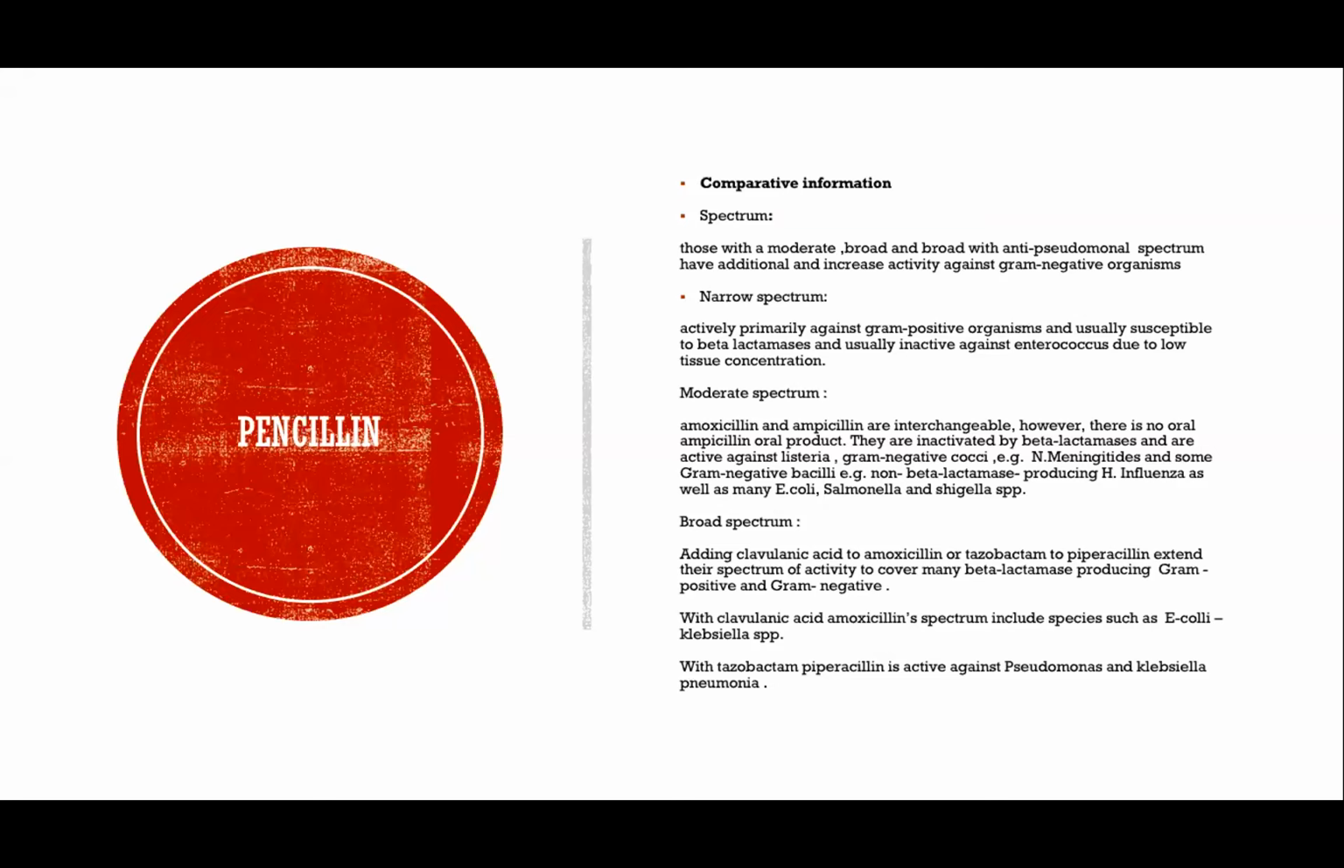For broad spectrum, we add clavulanic acid. Amoxicillin is considered moderate spectrum. Adding clavulanic acid gives the medication a broader spectrum. Adding clavulanic acid to amoxicillin or tazobactam to piperacillin extends their spectrum of activity to cover many beta-lactamase-producing gram-positive and gram-negative organisms. With clavulanic acid, the amoxicillin spectrum includes species such as E. coli and Klebsiella. With tazobactam, piperacillin is active against Pseudomonas and Klebsiella pneumoniae.